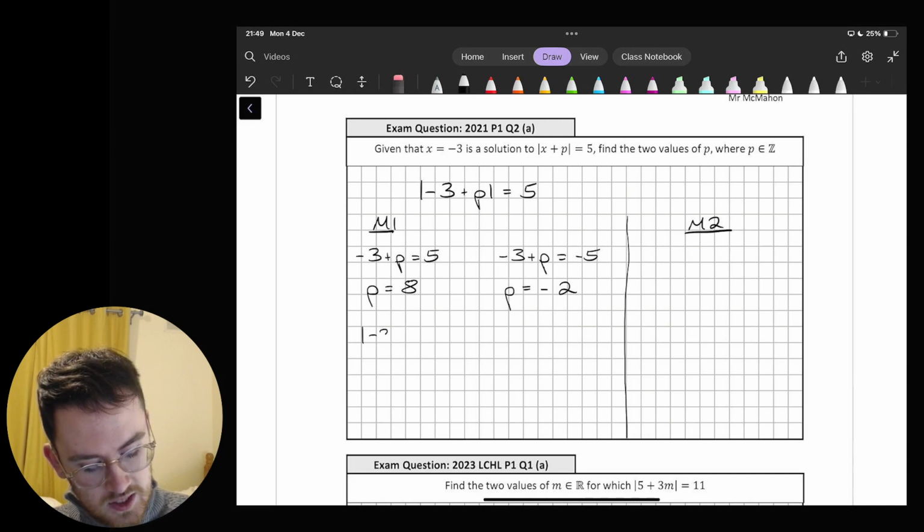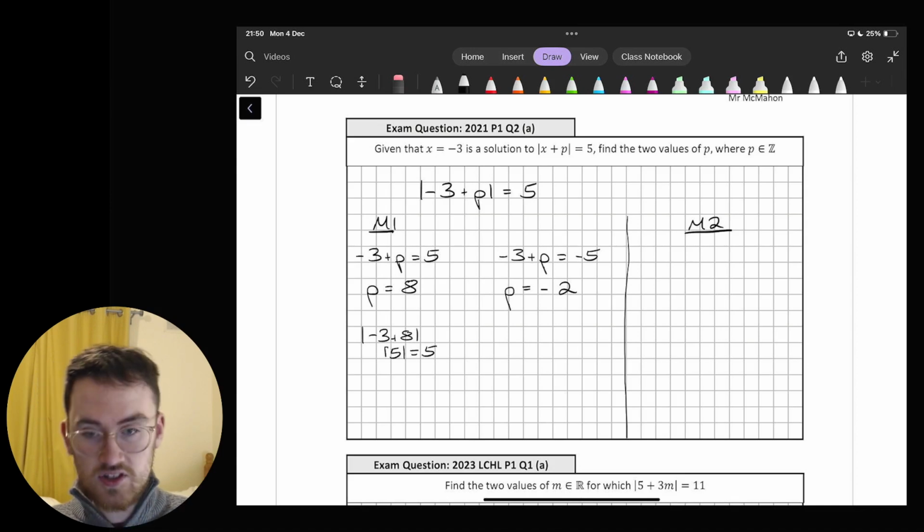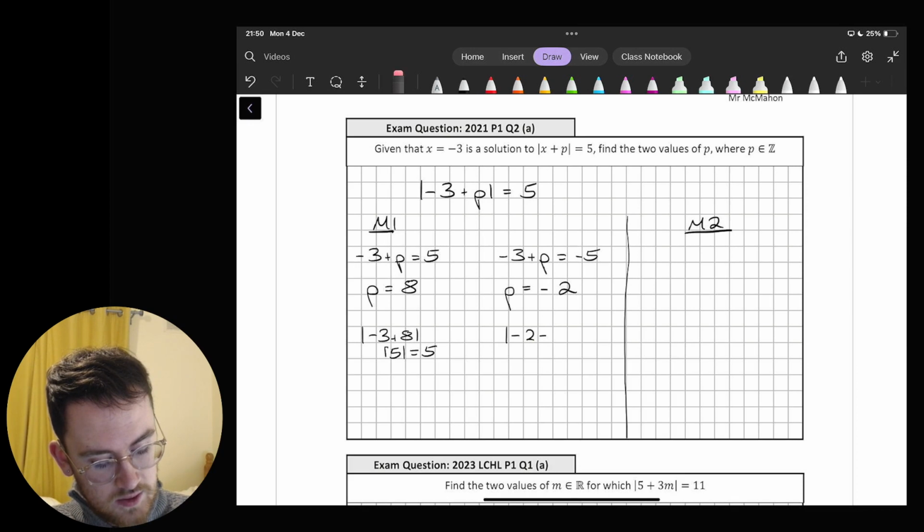for that one, minus 3 plus 8 is of course 5, and the modulus of 5 is just 5 because it is already positive. And similarly, minus 3 minus 2 is the modulus of minus 5, which of course again is just 5.